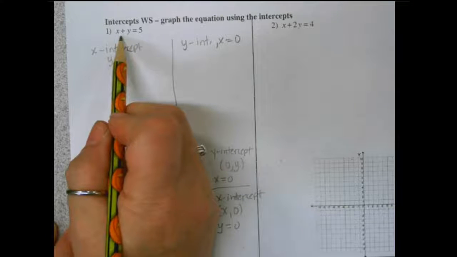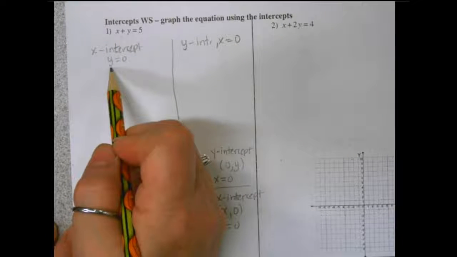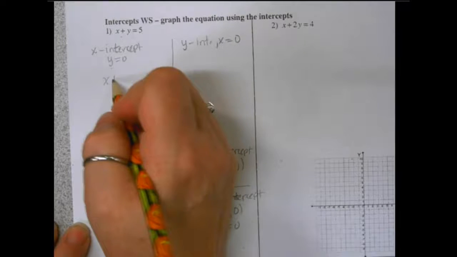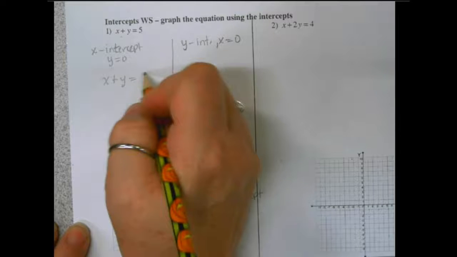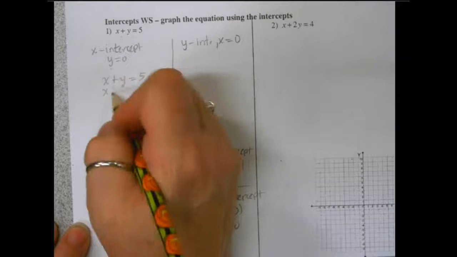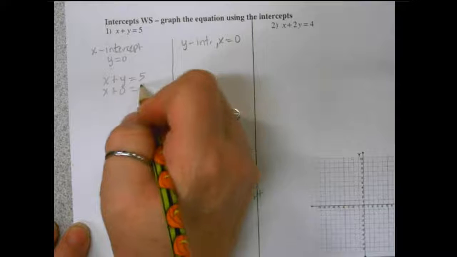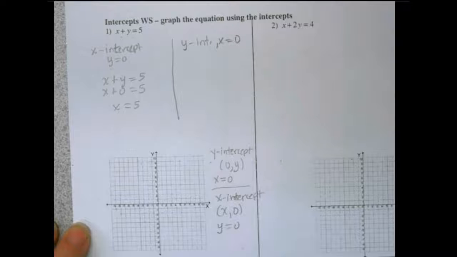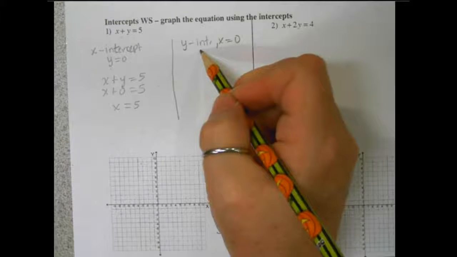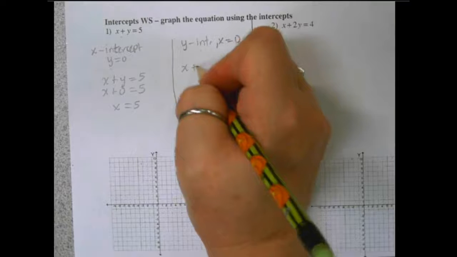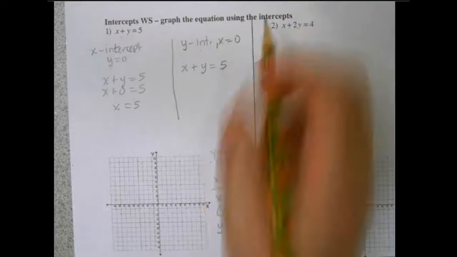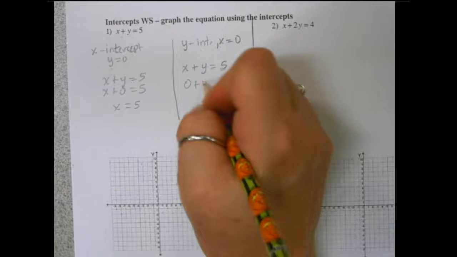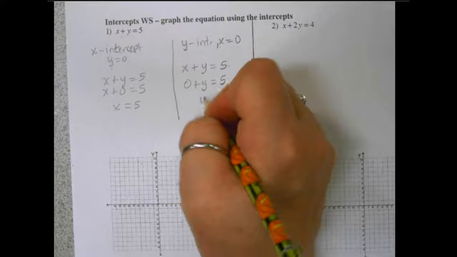So I'm going to take my equation, x plus y equals 5, but I'm going to substitute a 0 for my y. So I'm going to write x plus y equals 5, x, and instead of y, plus 0 equals 5. So x is going to equal 5. Right? Now for the same thing over here, I'm going to rewrite my equation, x plus y equals 5. This time my x is going to be 0, so I have 0 plus y equals 5. Y is equal to 5.